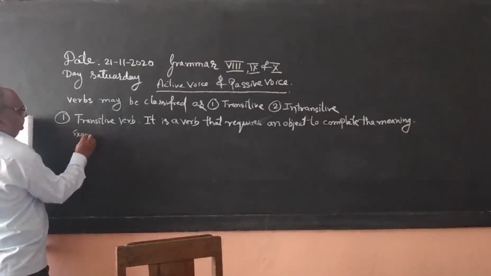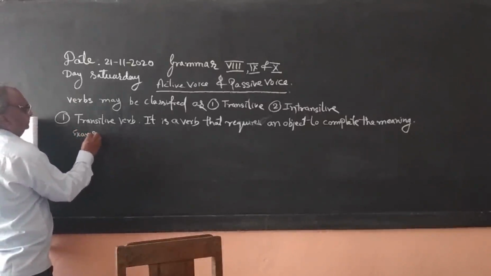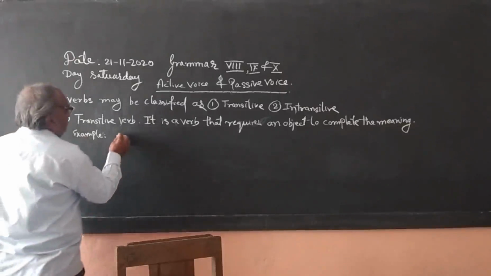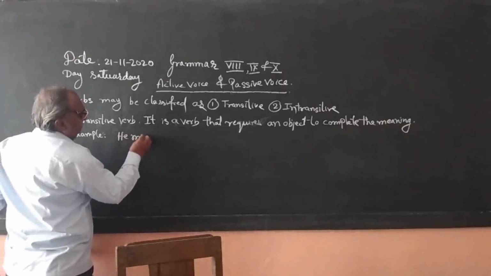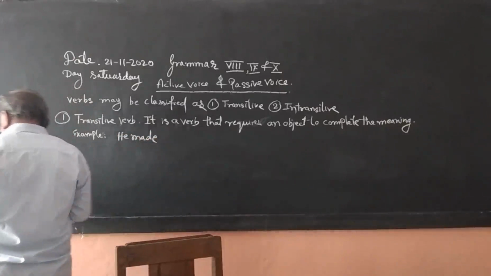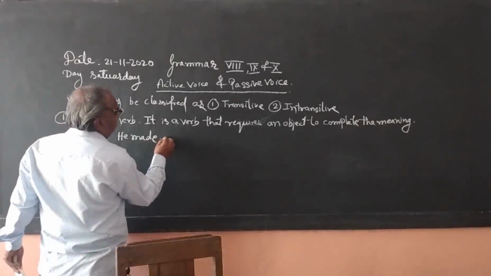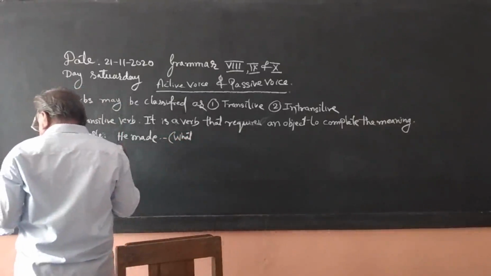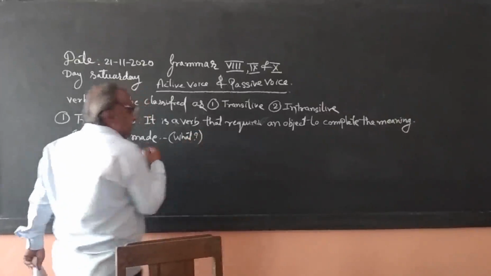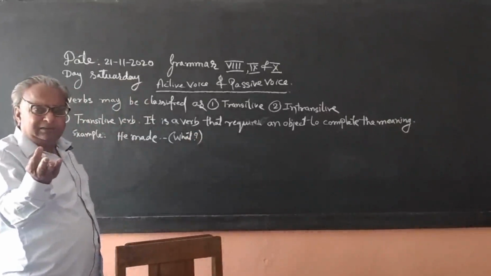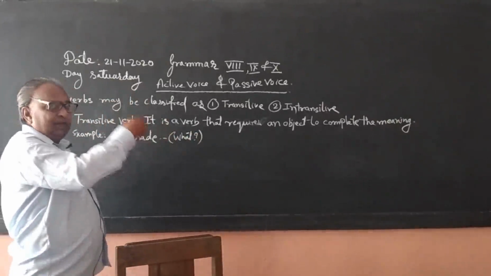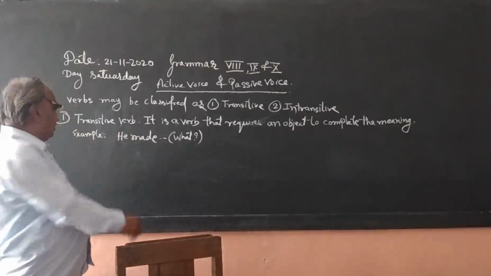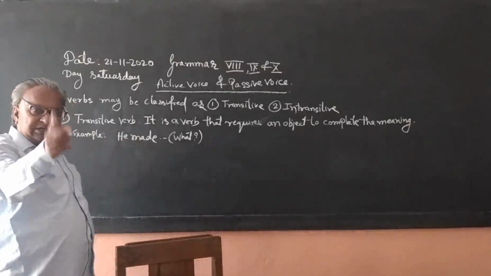Example, I will give here, he made. The question arises, what? He made. What he made? Whatever he has made, that object has to come. Then it will become a transitive verb. Otherwise, this verb made is intransitive verb.